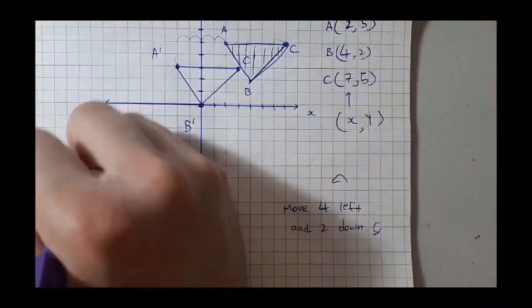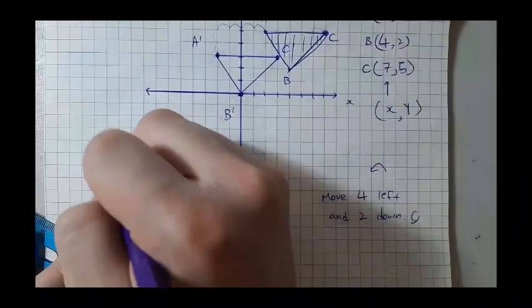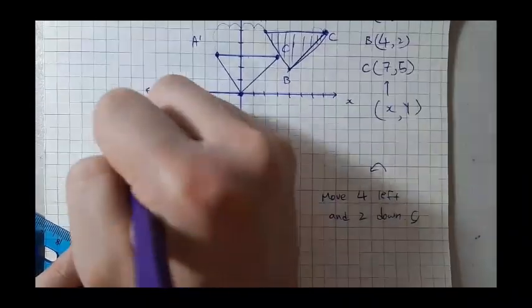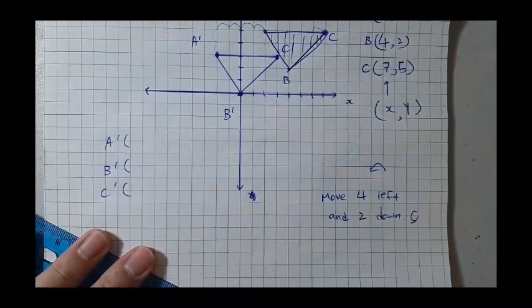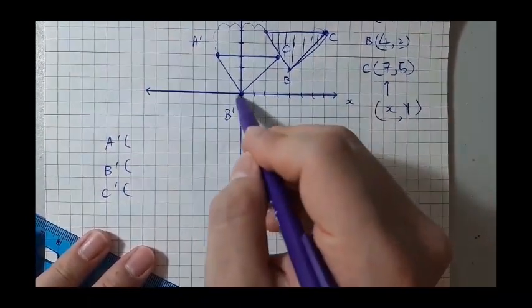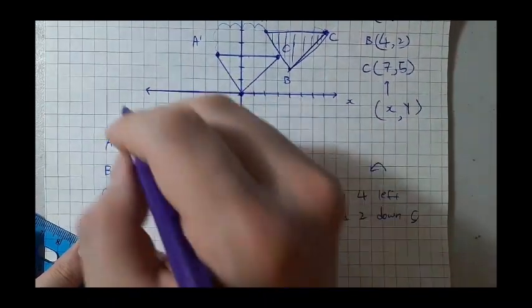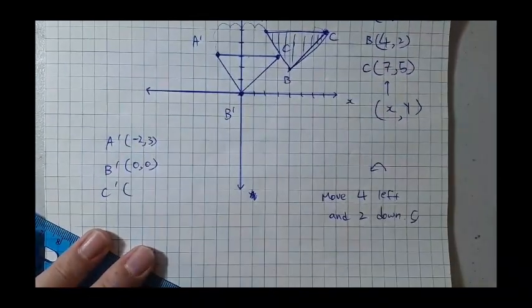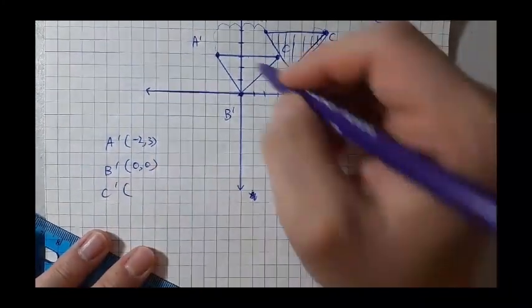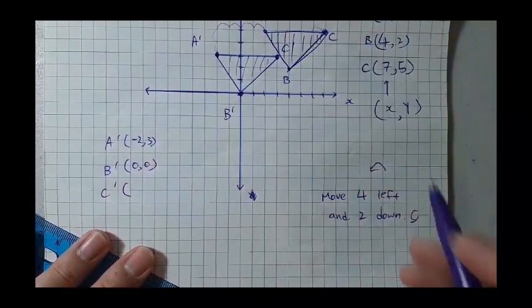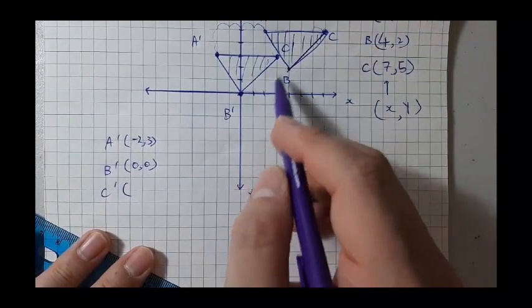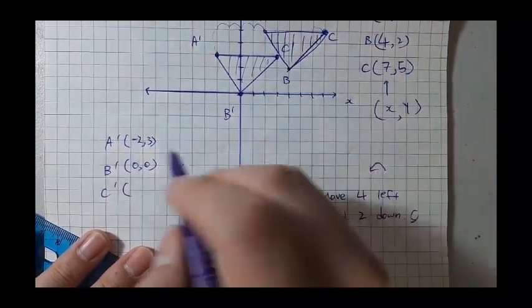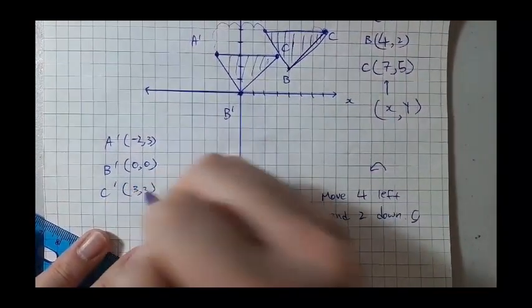My new image, don't just put the answer like this. It's a good idea to find out what my new coordinates are. A prime is 2 to the left, 1, 2, 3 up, so negative 2 and 3. B turned out to be at the origin. I didn't plan to, but it happened that way. C is located 1, 2, 3 to the right, 3 up, so 3, 3.